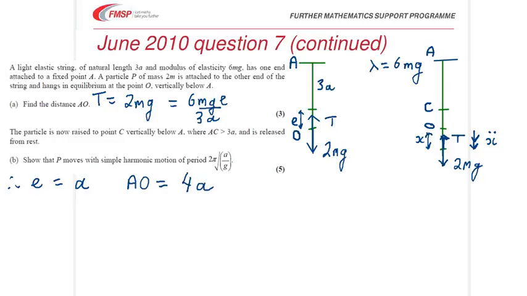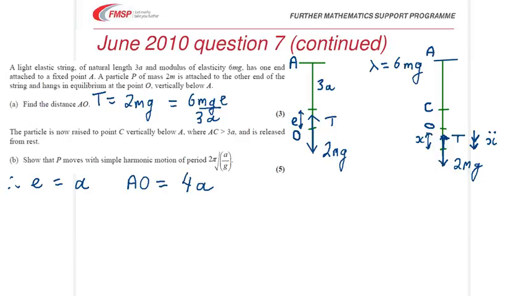Now, the particle is raised to a point C vertically below A, where AC is greater than 3a, so the string is still stretched. I've drawn another diagram here for this part of the question. It's released from rest. That means C will be at the amplitude. What I've drawn here is a general point in the following motion, where we've got the two forces 2mg and T, and the particle is at a distance x from O.